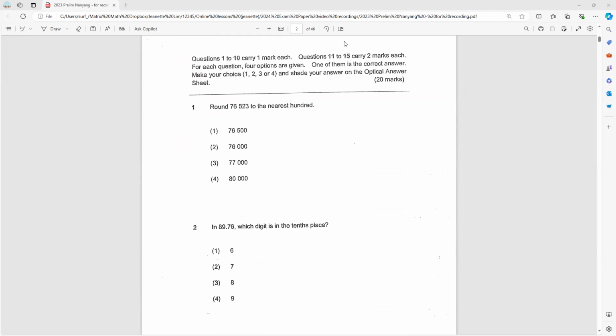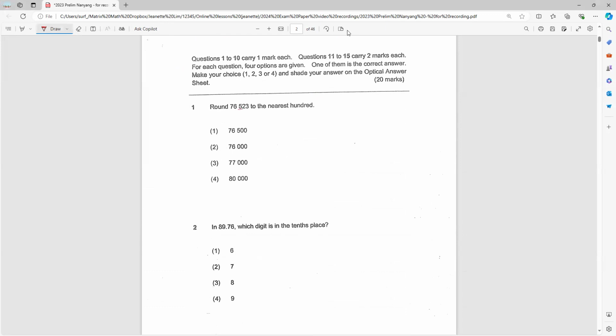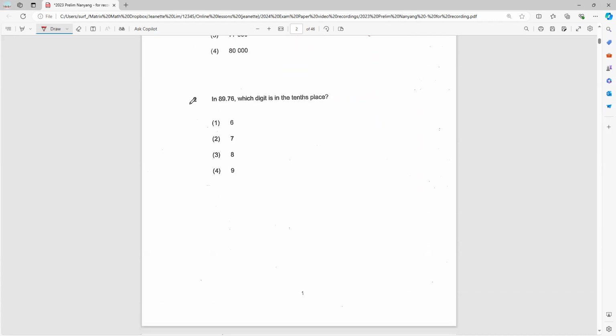Question 1. Round 76,523 to the nearest 100. Okay, so here we have the hundreds place, which is a 5. Behind the 5 is a 2. So if it's a 2, we round it down to 76,500. Okay, because this is the nearest 100, not nearest 1,000. So answer option 1. Question 2, 89.76, which digit is in the tenths place?